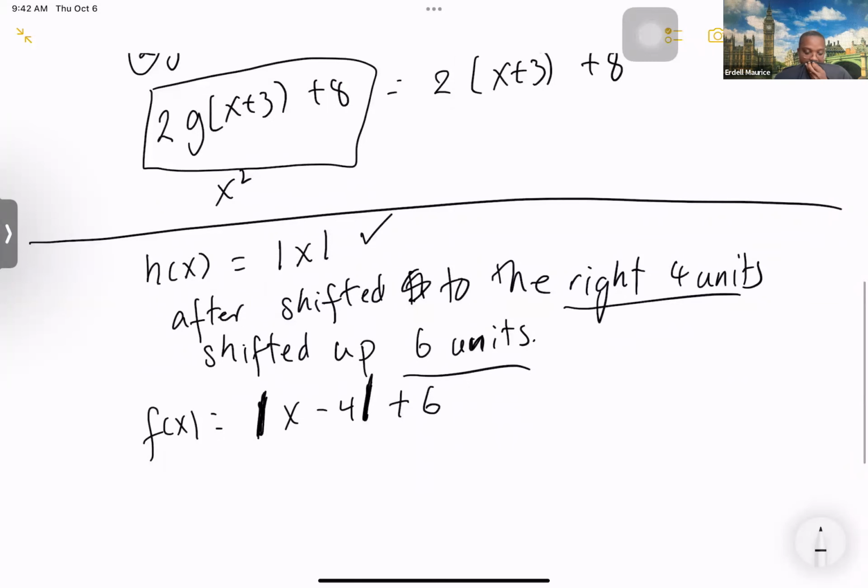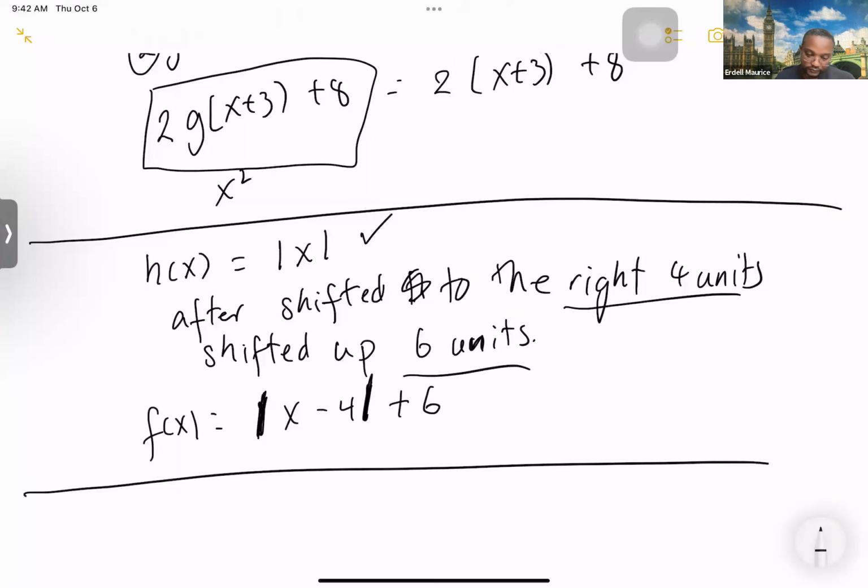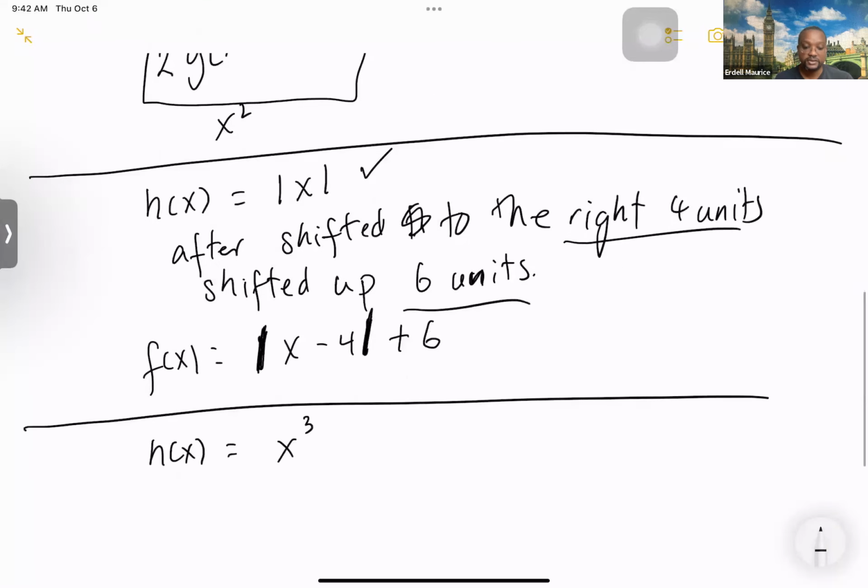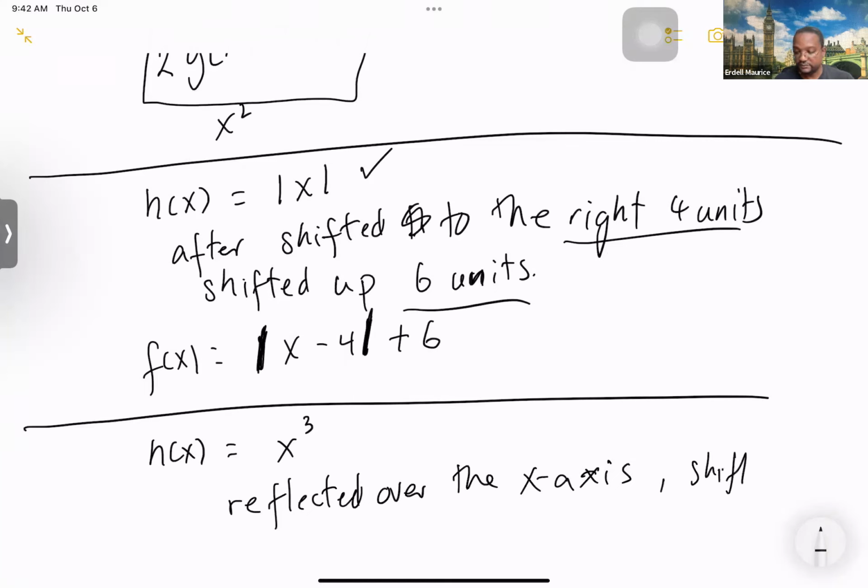How about this one? h of x is equal to x to the third power, the cubic function, after it's been reflected over the x-axis, shifted 2 units to the right, and down 1 unit.